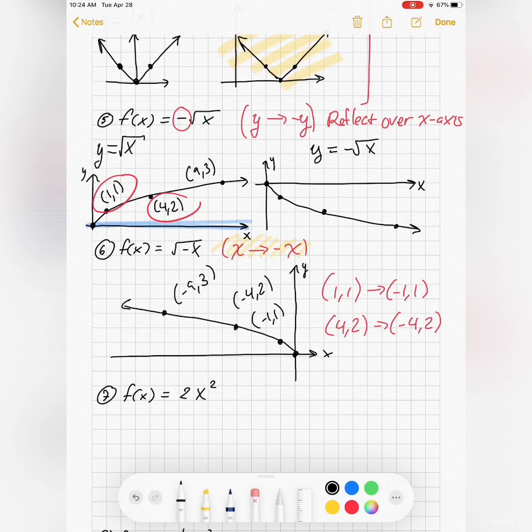Okay, so there's the graph of square root of negative x. So what have I reflected over there? So you see how this time I actually took this base graph up here and I actually reflected over the y-axis. So this is reflect over the y-axis, make the x's negative. Okay, what else is there?